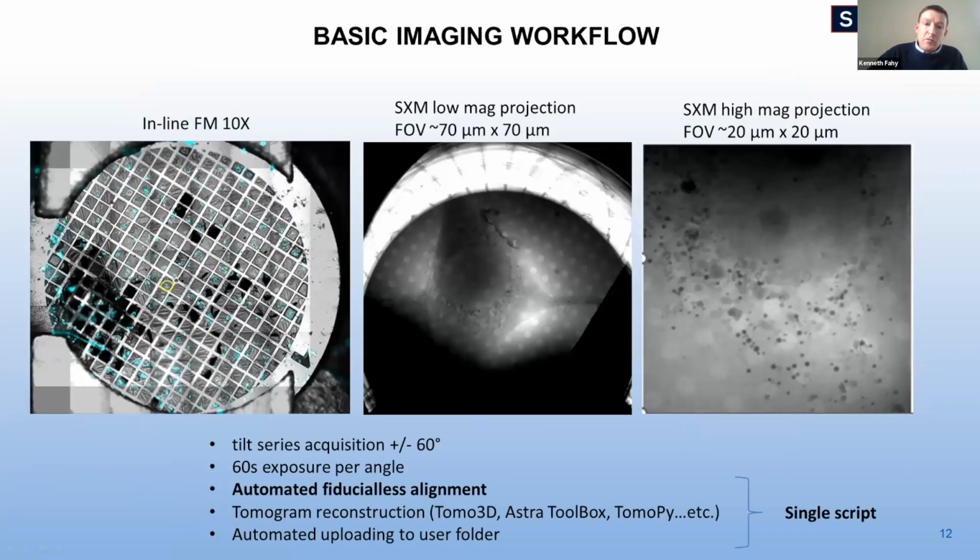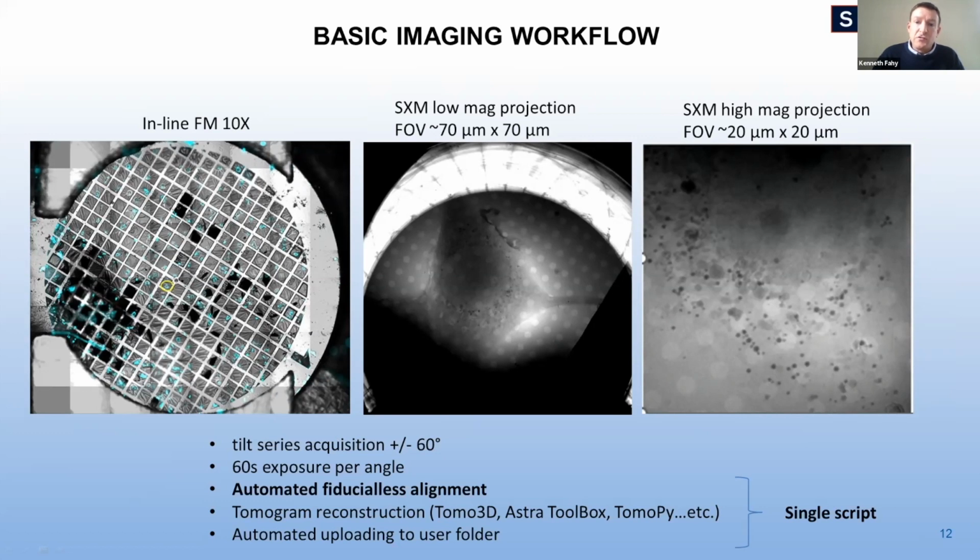So just an overview of the imaging workflow itself and how it works. First, we build up a fluorescent mosaic of the grid. We identify potential cells of interest. We then do low magnification projection images of selected cell candidates in the soft X-ray with a field of view of about 70 by 70 microns. And if we're still happy with the cell and we want to go for tomography, we'll do high magnification tilt series at about a 20 by 20 micrometer field of view.